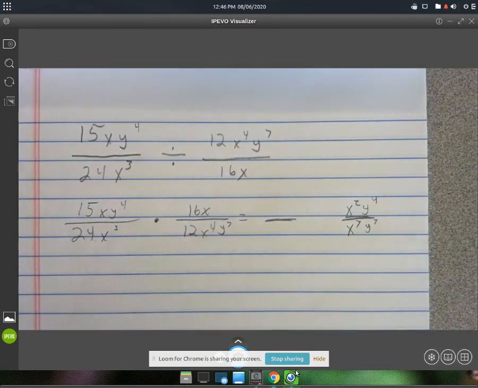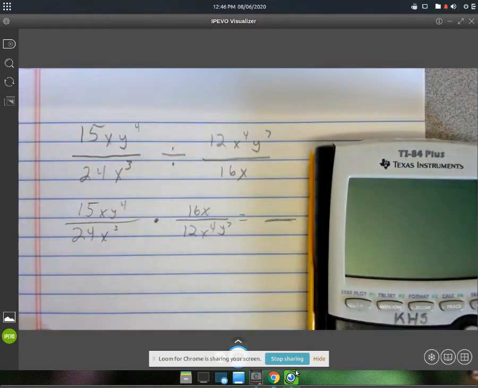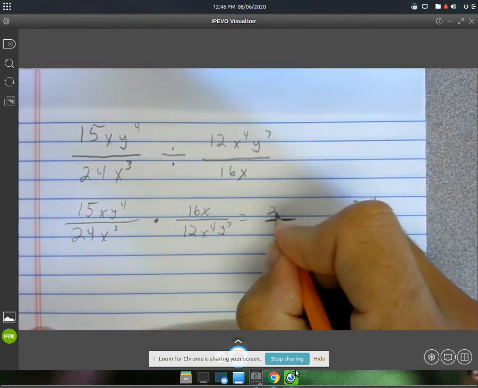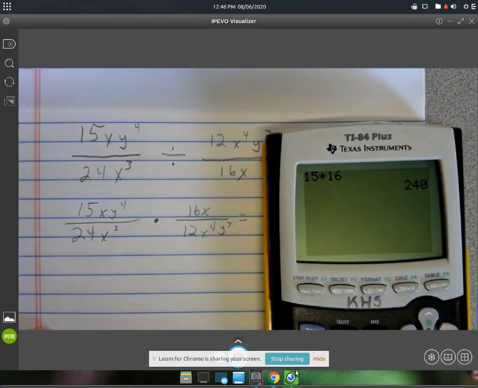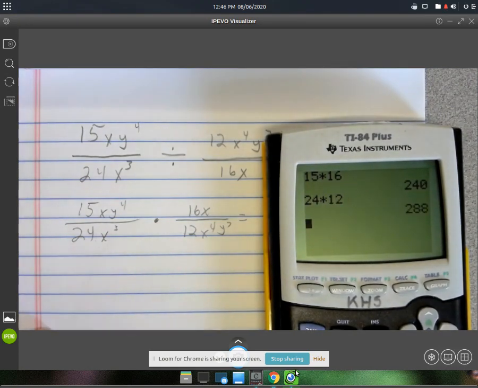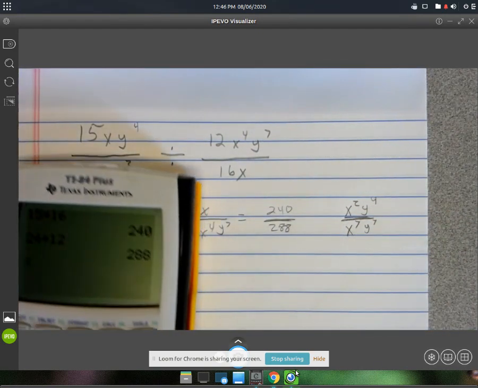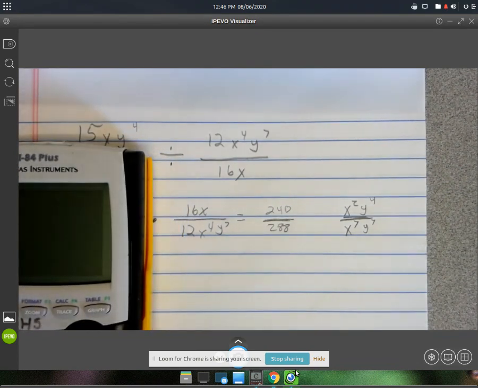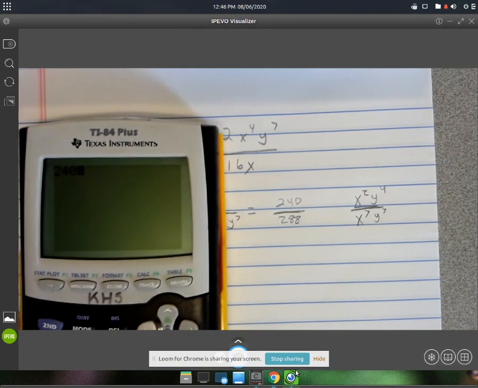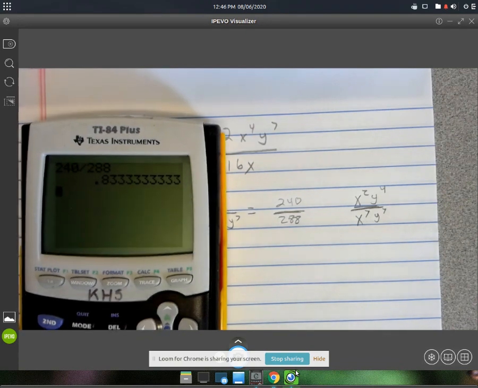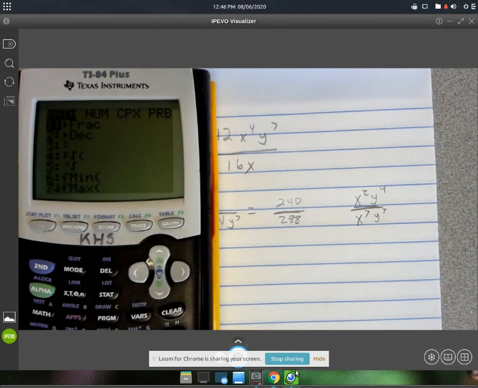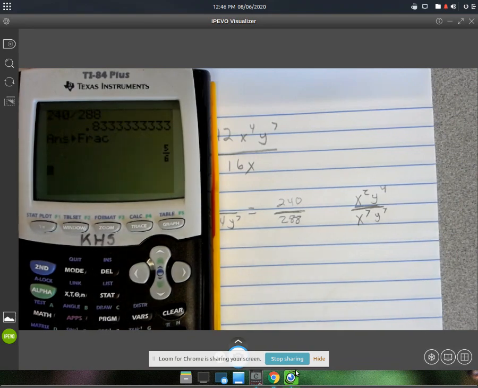All right, for our numbers, we've got to figure out 15 times 16. That's 240 up top. For the bottom, we're going to do 24 times 12, 288. All right, so to finish this problem off, let's simplify 240 over 288. So 240 divided by 288. And then we're going to convert that to a fraction, math, and then the fraction button. So we get 5 over 6.